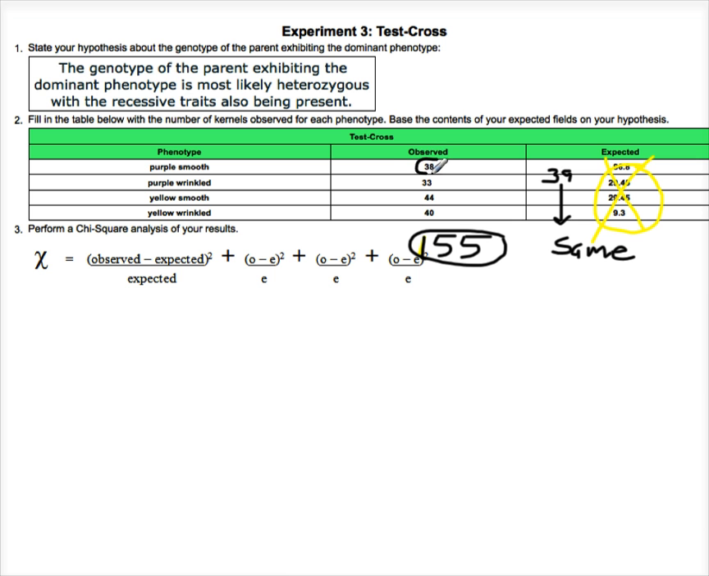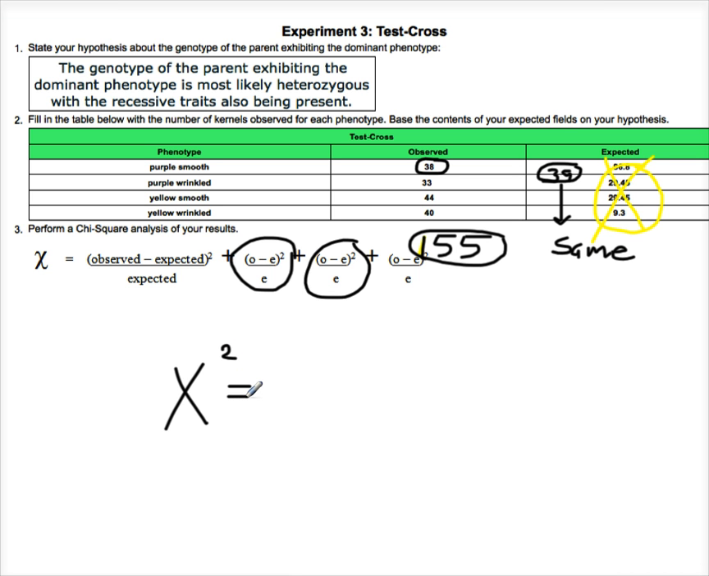So observed would be 38, subtract 39, square that, and then divide by 39, and that would be for your first one. And then you would do another value for the second one. I got 33, subtract 39, square that result, then divide it by 39. And so on. And that way you would calculate your chi-squared value.